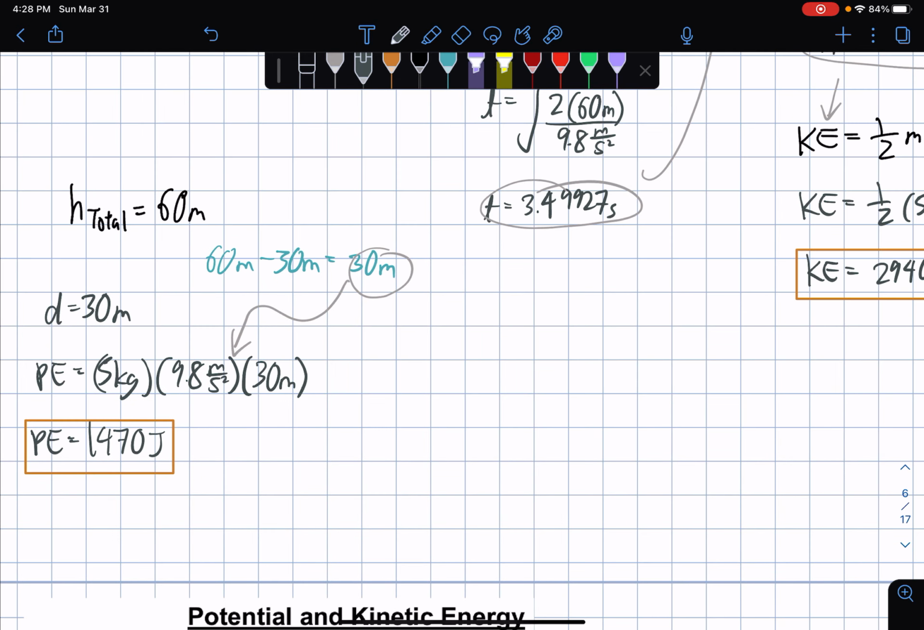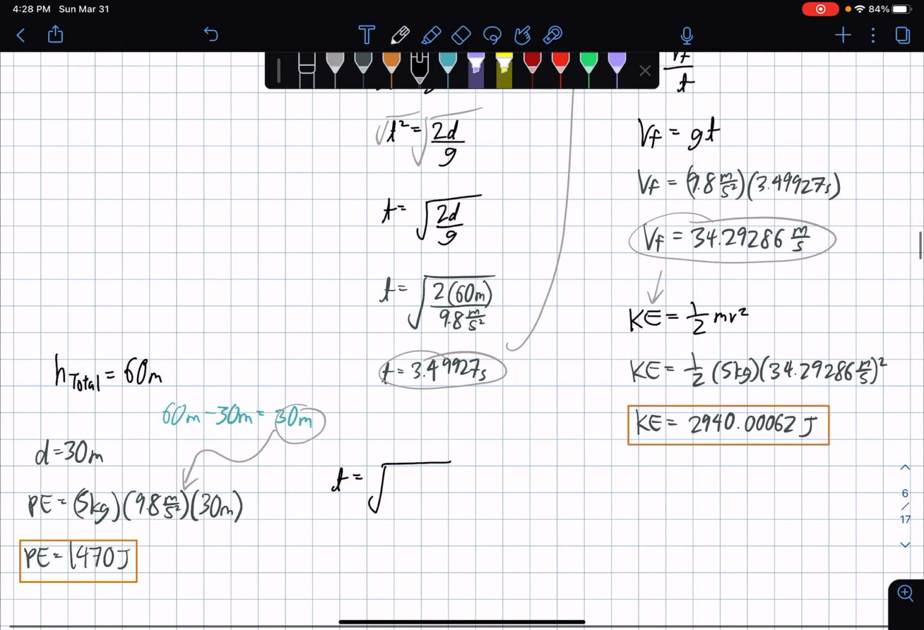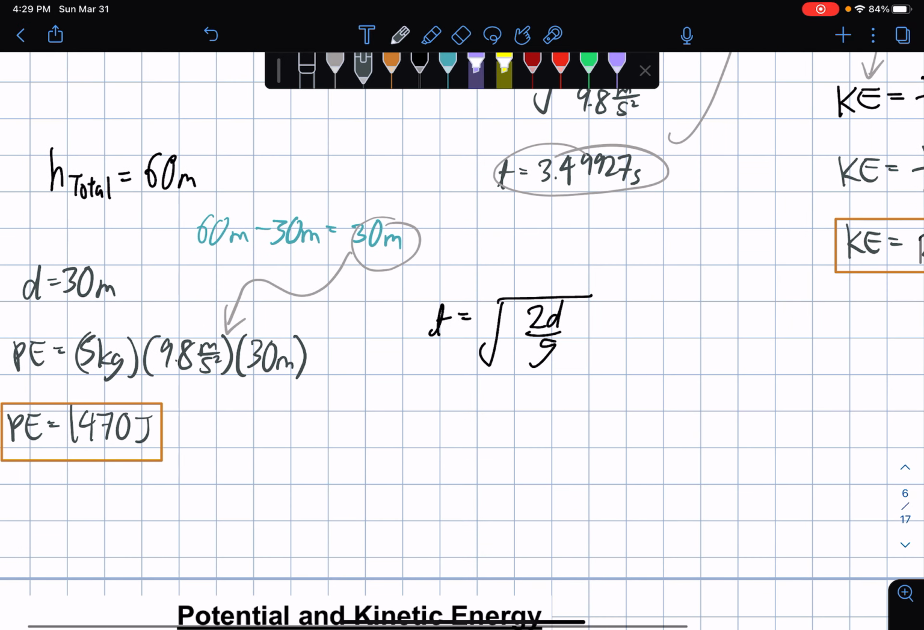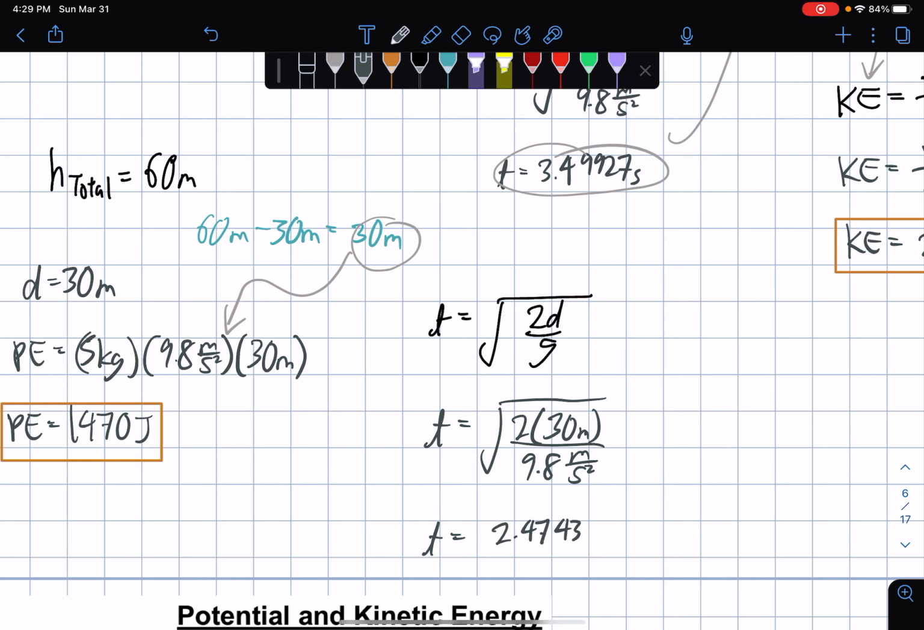Let's look for the KE value. But before that, of course, you have to look for time. Using the kinematic formula, T is equal to square root of 2D over G. This could actually be a formula that you'd want to memorize so that you don't have to derive every time. I think that's what I did when I took the exam. Distance is what? 30, right? How about the gravitational acceleration? 9.8. The time, therefore, is equal to 2.47436.